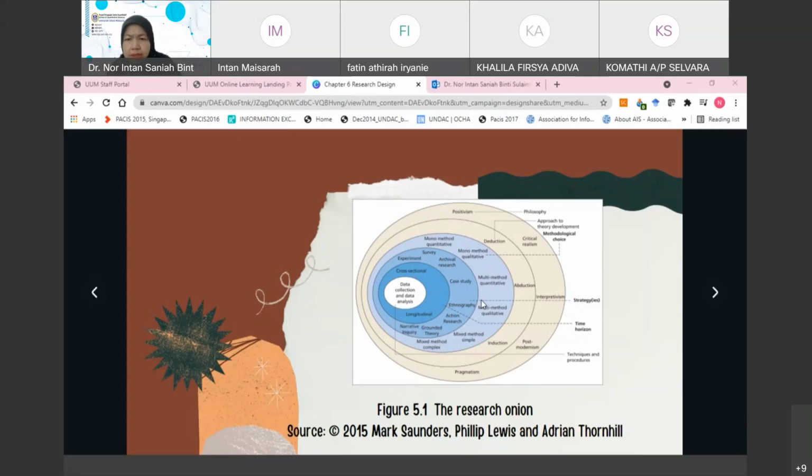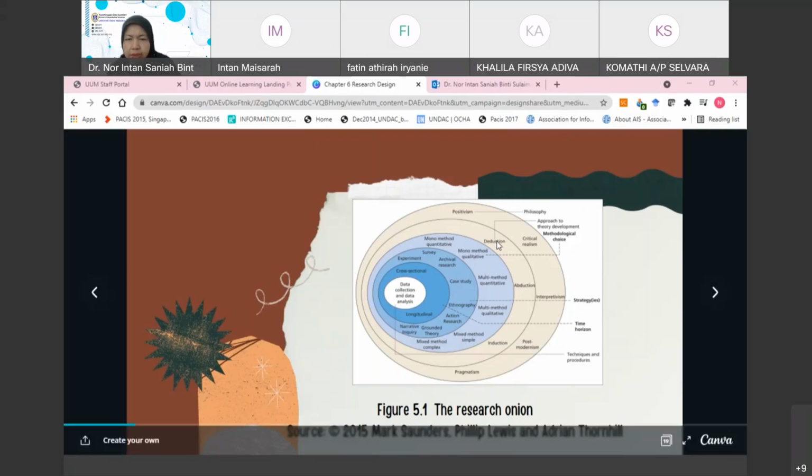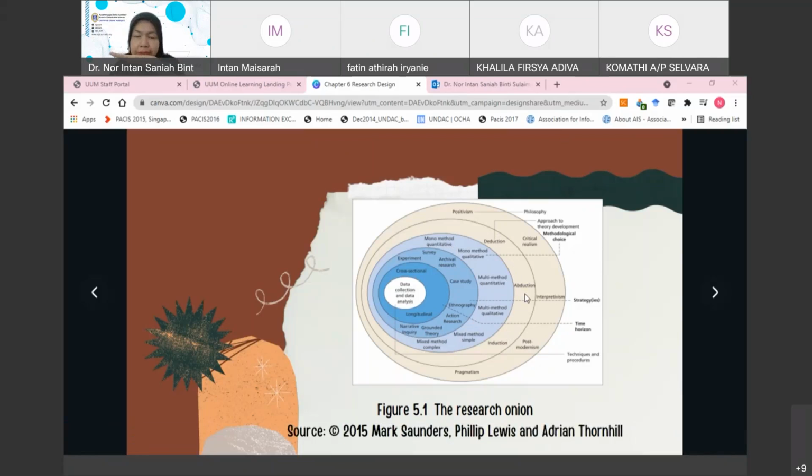Then this one is more on methodological choices. We will go to this one after this. And then the approach to theory development, we will also go through after this. Induction or abduction, this is quite abstract. Then the next one is philosophy.